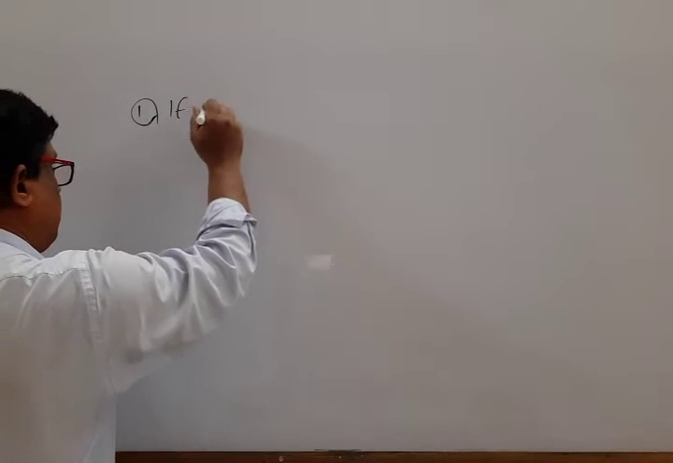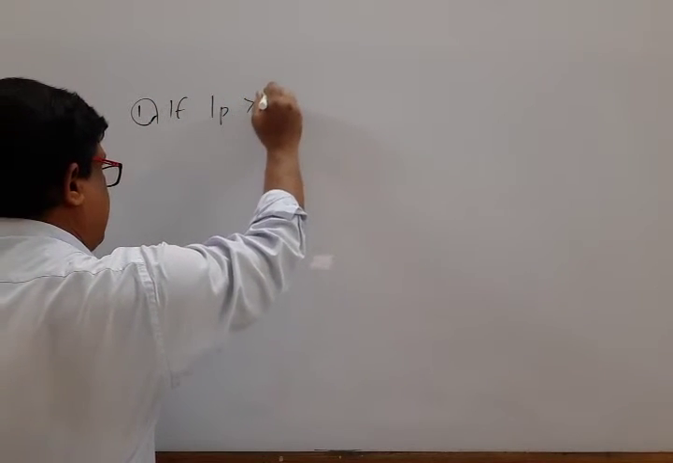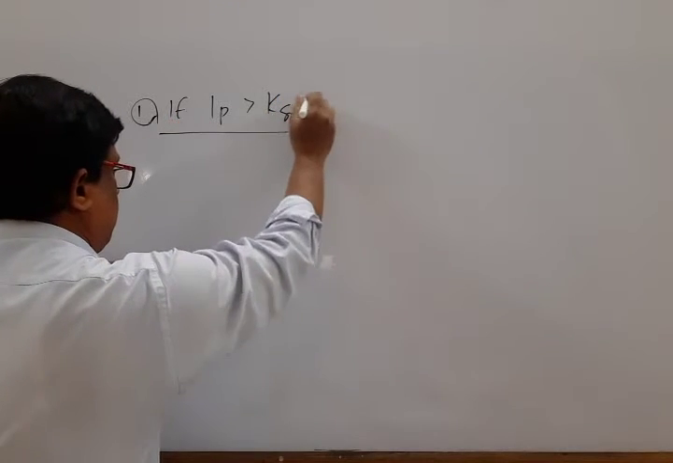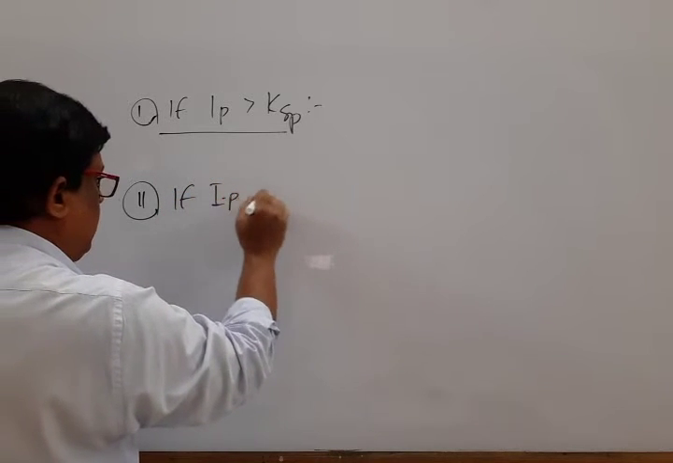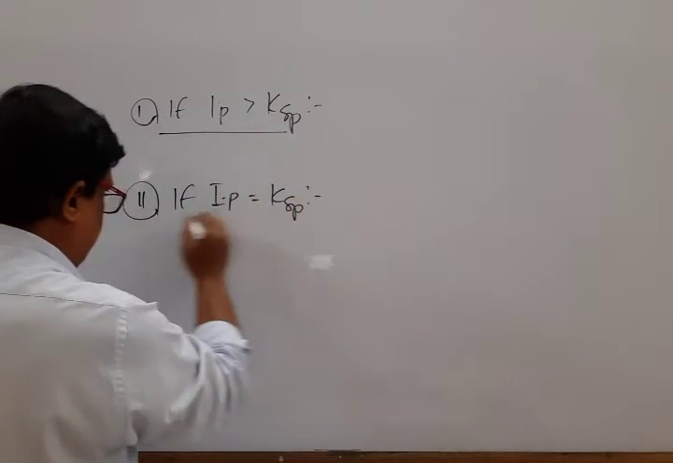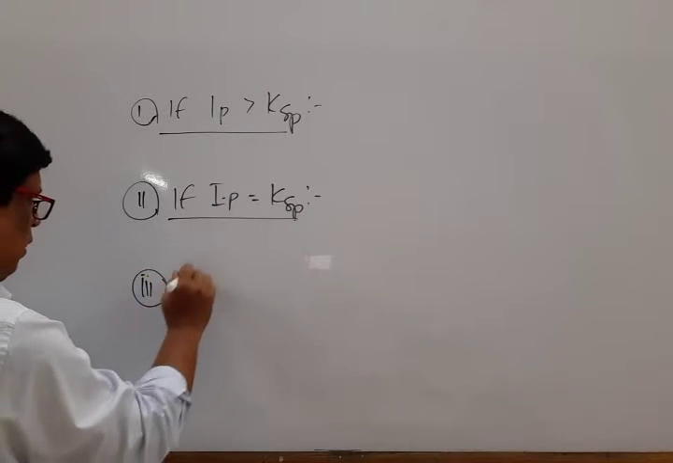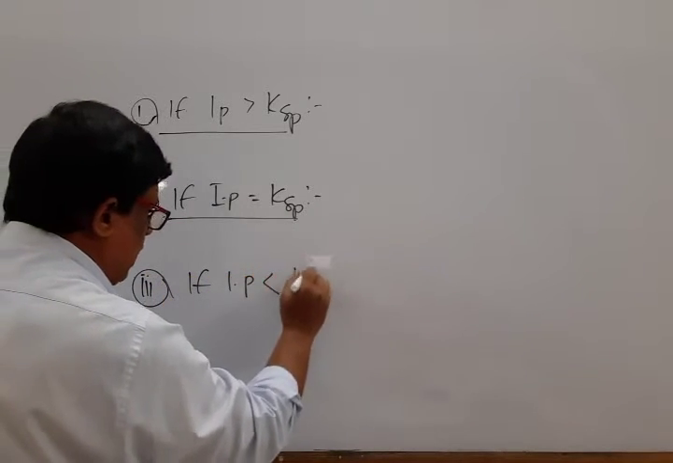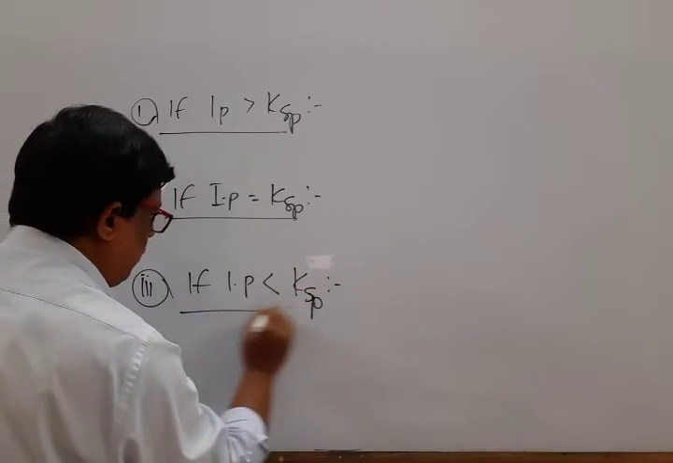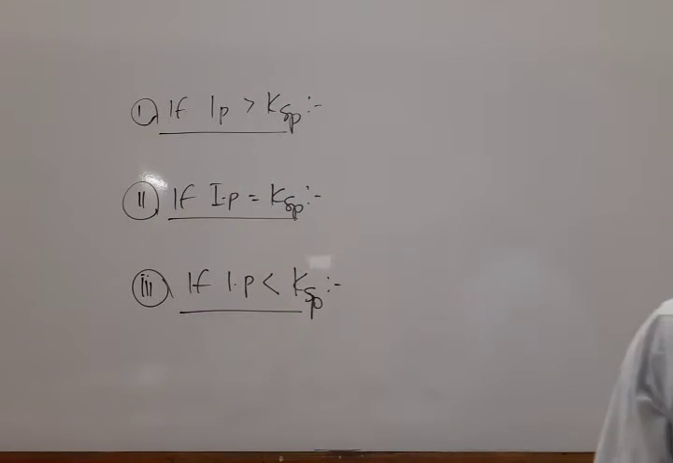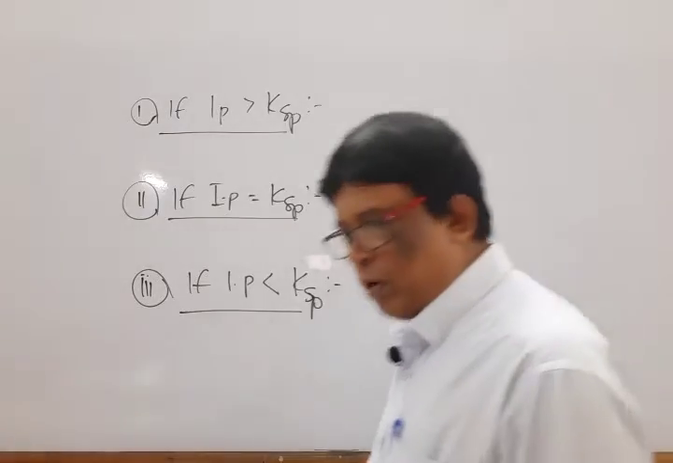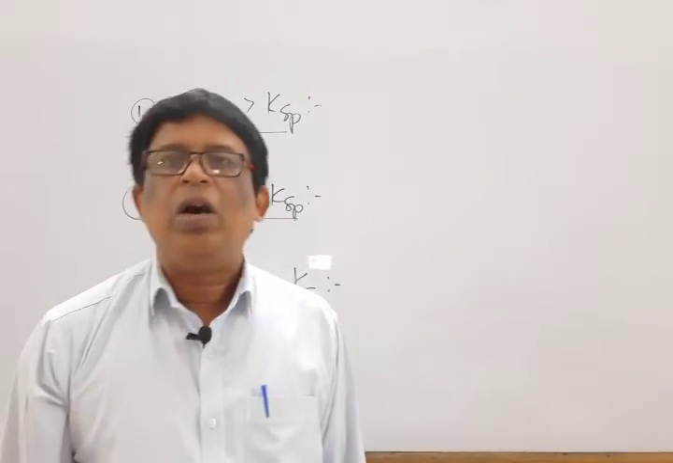Three cases arise. Case 1, mark that. If ionic product exceeds its solubility product. Case 2, if ionic product is equal to its solubility product. Point 3, if ionic product is less than its solubility product. Mark that. Three relationships are there to identify whether the solution is supersaturated, just saturated or unsaturated.